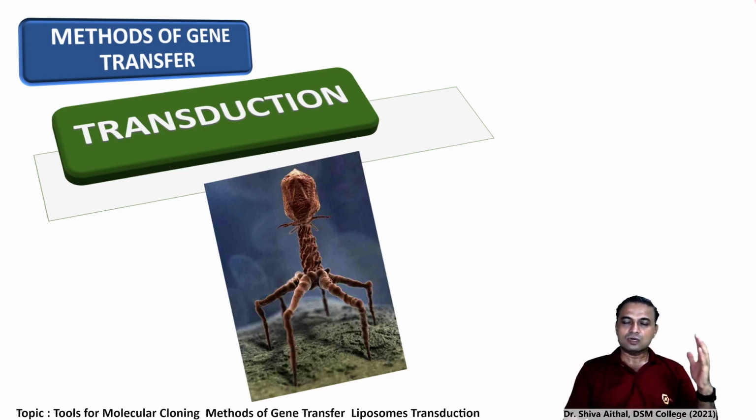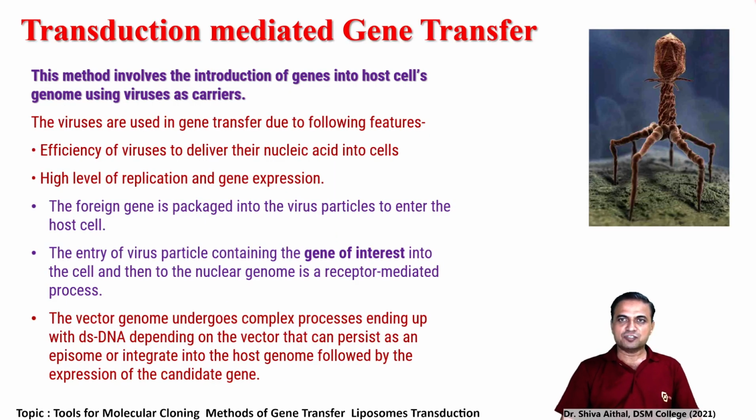Let's see how a gene of interest can be delivered into a host using transduction. So transduction mediated gene transfer involves the introduction of genes into the host, genes in the sense the gene of interest into the host genome using viruses. Viruses are the prime carriers of your gene of interest. They are used in this methodology because they have certain interesting features, they are very efficient. First of all, they are the most efficient transferers of the gene from one cell to another cell, as we have seen in their wild type nature during transduction, that is lytic cycle and lysogenic cycle.